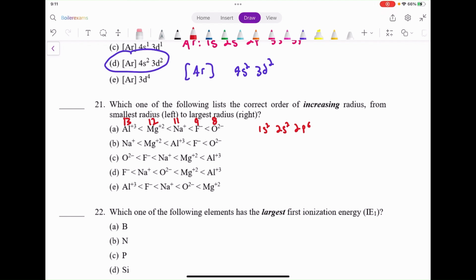So what's going to determine how big our atom is? It's going to be determined by how strong the nucleus can pull in the electrons. So a stronger nucleus will pull things in tighter and have a smaller radius. The more protons you have, the stronger you can pull. So aluminum is going to have the smallest, magnesium the second smallest, etc. So we're just going to arrange these in order of highest atomic number to lowest, which is what A gives us.